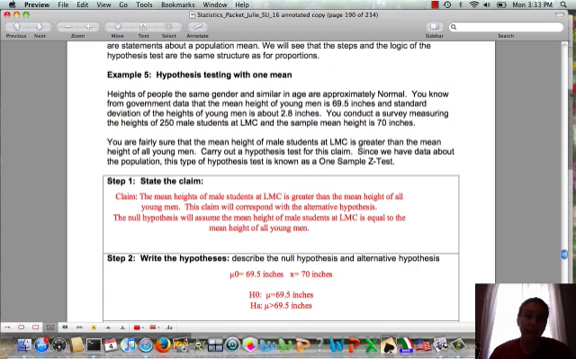So step 1 is to state the claim. And the claim is that the mean height of male students at LMC is greater than the mean height of all young men. This claim will correspond with the alternative hypothesis. The null hypothesis will assume the mean height of male students at LMC is equal to the mean height of all young men. Remember, the null hypothesis always has equality.